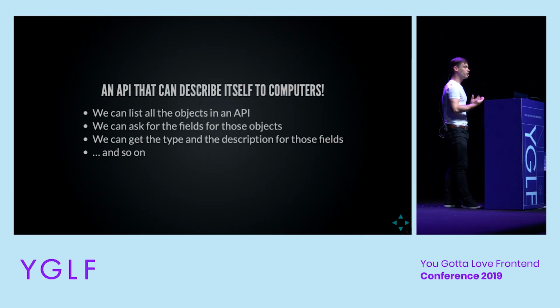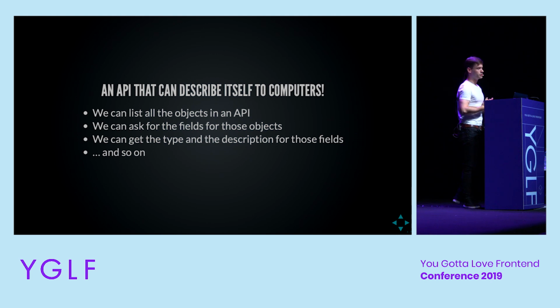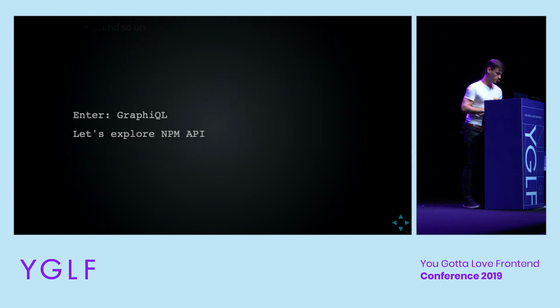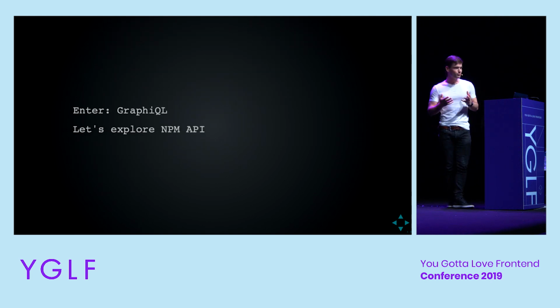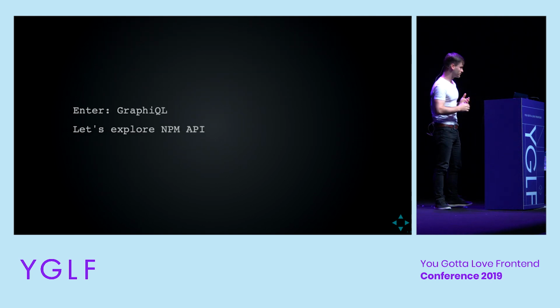So the important thing here is that this is an API that can describe itself to other computers, right? Whereas with the Spotify documentation, as a human, I have to work really hard to recover the computer's ability to read about it. With GraphQL, this is just natural. So you can imagine, you could build some pretty cool tooling on top of this.